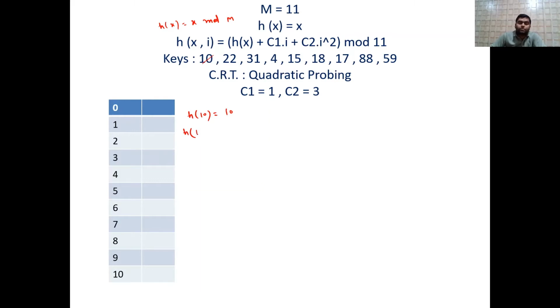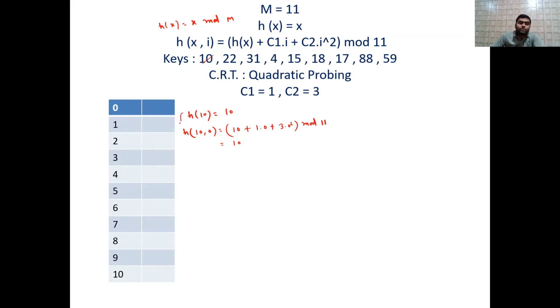So h of 10 comma 0. तो h of 10 comma 0 जो हम कैलकुलेट करेंगे, so observe very carefully, C1 and C2 values are given. तो यहाँ किस तरीके से कैलकुलेशन होगा, h of 10 is 10 only, plus C1 into 0, so 1 into 0, plus C2, 3 into 0 square, and mod of 11. Getting my point? तो इसमें क्या होगा इस केस में, फिलहाल तो ये 0 ही है, तो it is 10 mod 11, which is 10.